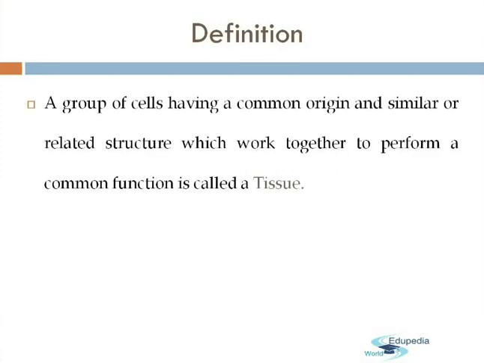A group of cells having a common origin and similar or related structure which work together to perform a common function is called a tissue. Now that's a big definition. See, a group of cells which have originated from the same mother cell and they have more or less similar or related structures. They work together to perform a common function like which we are going to study in the future slides about the xylem. Now xylem is made up of a complex type of tissues, but the function of all the parts of xylem is the conduction of water.